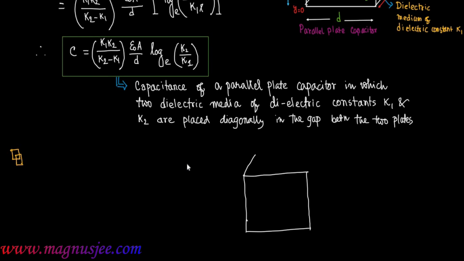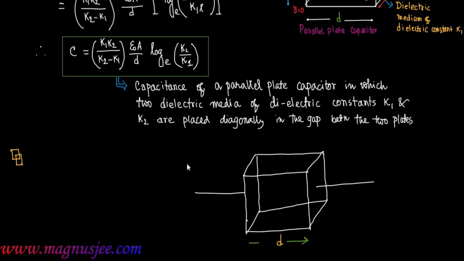We consider the gap. This is the gap between the two parallel plates. This is a parallel plate capacitor. d is the distance between the two parallel plates. This is the second metal plate. We can denote the first metal plate. They are rectangular plates. d is the distance between the two rectangular plates.